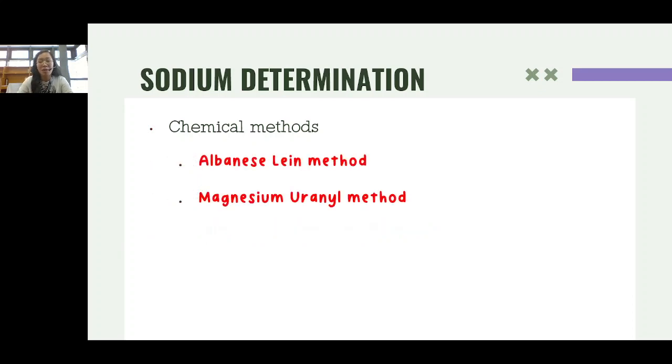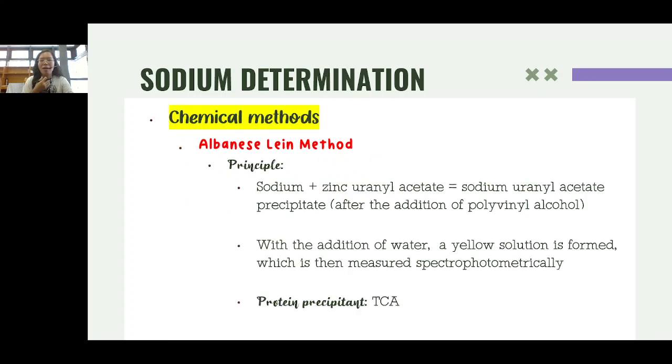So let us begin with your chemical methods. There are two chemical methods that can be used for sodium determination. You have your Albanese-Lein and you have your magnesium uranyl method. For these two, kids, you just need to remember the reagents needed in order to have an end color product for its measurement. Also take note that there is a protein precipitation that needs to be done in these tests.